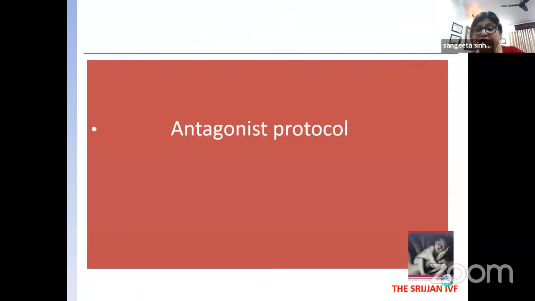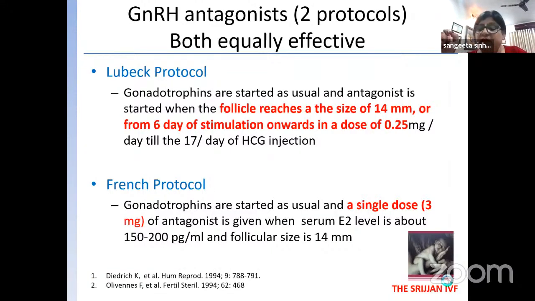So I think most of the IVF specialists have now fixed to the antagonist protocol, which we are normally using. But for the general gynecologist, it is very important that the antagonist is a wonder molecule. These antagonists we can use.